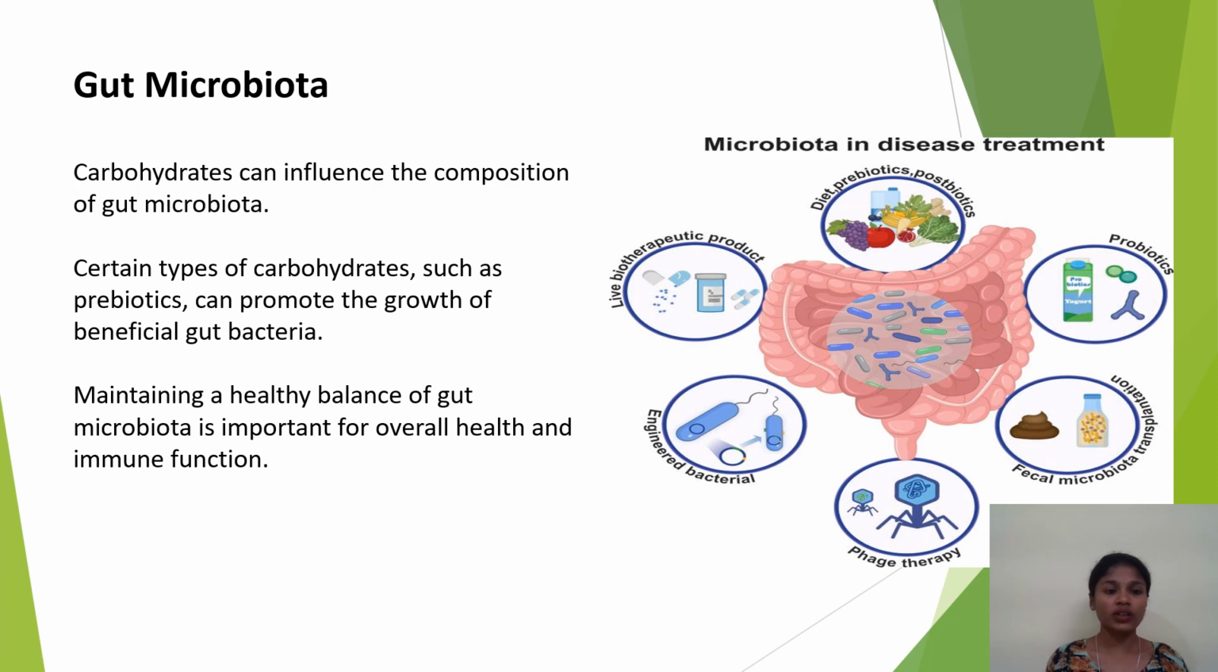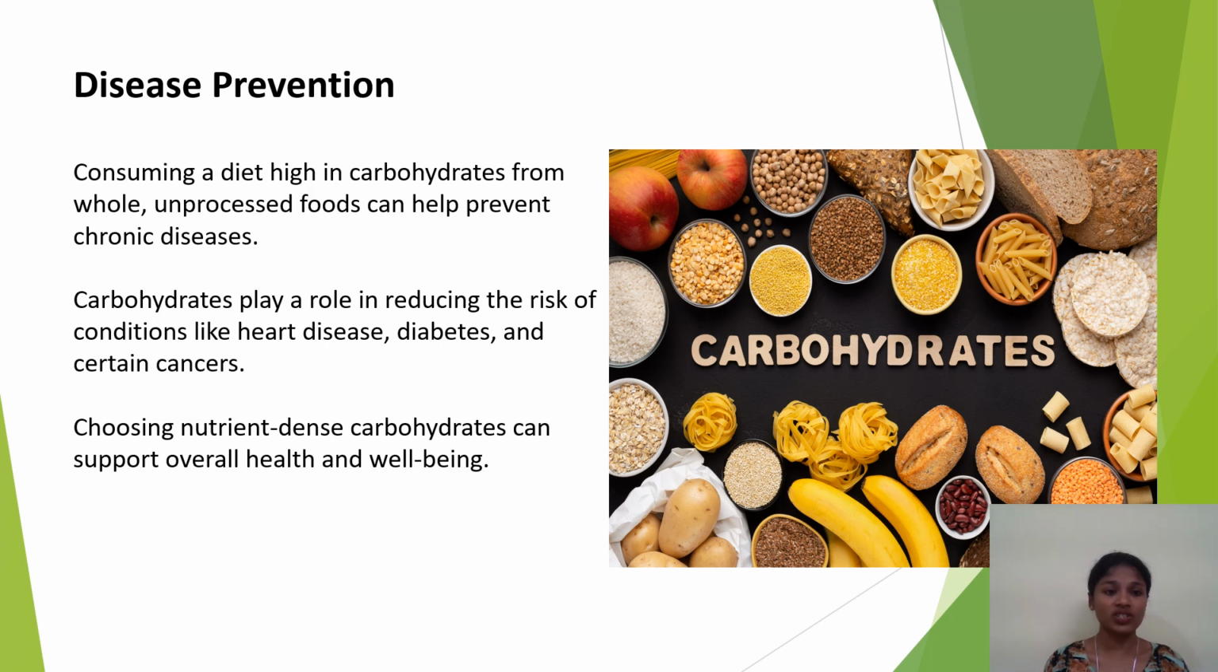Gut microbiota. Carbohydrates can influence the composition of the gut microbiota. Certain types of carbohydrates can promote the growth of healthy gut bacteria. Maintaining the healthy balance of the gut microbiota is important for overall health and immune function. Disease prevention. Consuming a diet high in carbohydrates from whole, unprocessed foods can help to prevent chronic diseases. Carbohydrates play a role in reducing the risk of conditions like heart disease, diabetes, and certain cancers.